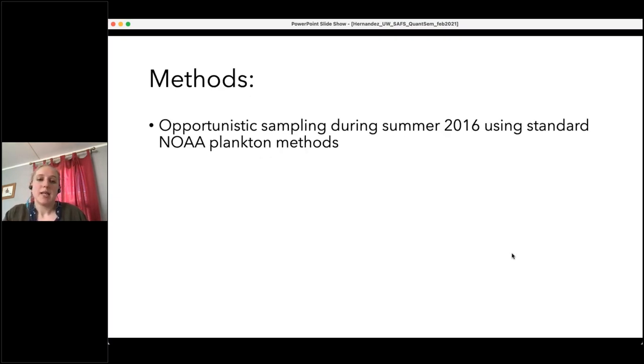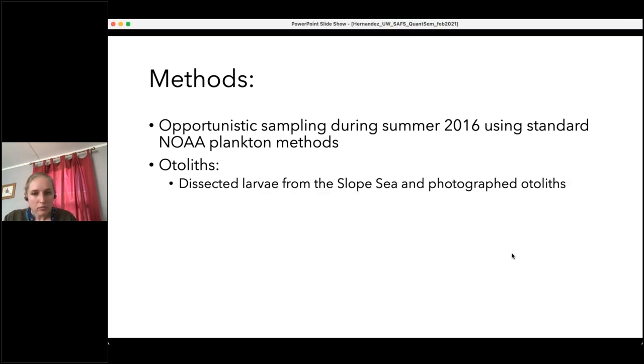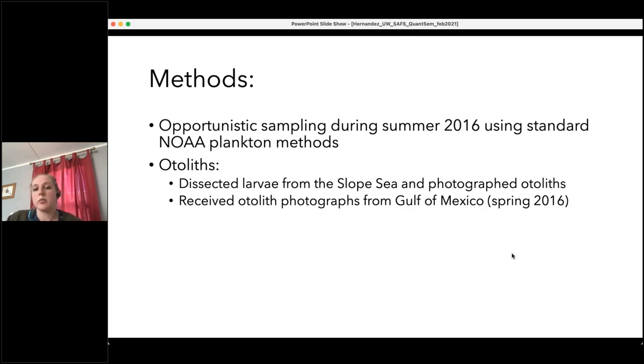So we used opportunistic sampling during the summer of 2016 with standard NOAA plankton methods to collect plankton samples and bluefin tuna larvae. And a lot of the work I'm going to show you is focused on otoliths. I dissected larvae from the slope sea and photographed their otoliths myself. I also received otolith photographs from the Gulf of Mexico, which were collected in the same year, but in the spring, because of temperatures, there's an offset in the seasons of spawning, of larval presence.